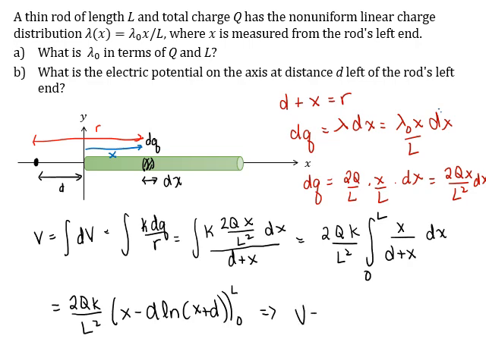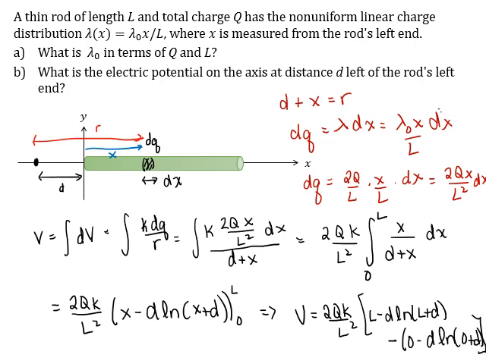So this gives us V equals 2 times k times q divided by L squared outside of L minus d times natural log of L plus d. Oh, I'm running out of space here. And then I have to subtract, I'll spill down onto the other line, 0 minus d times natural log of 0 plus d. Okay, there's my expression for the potential.